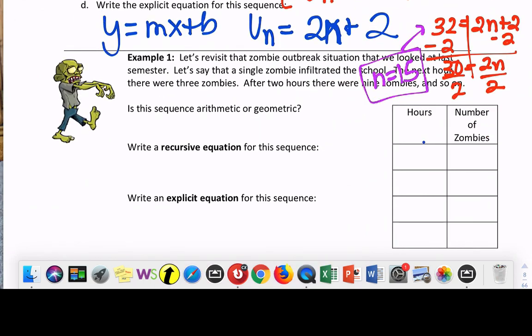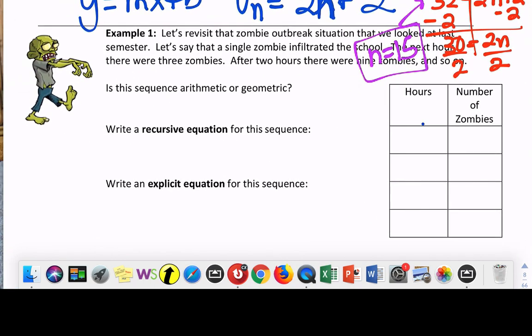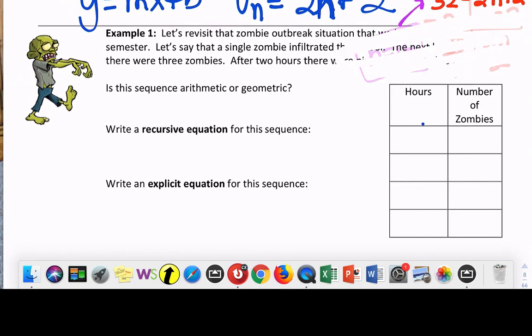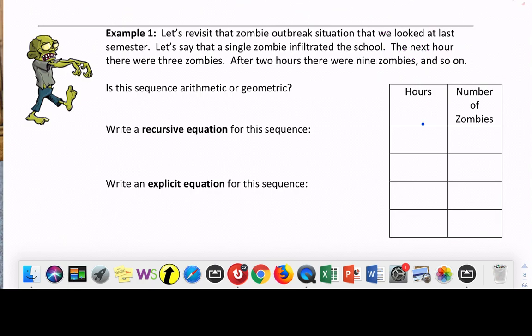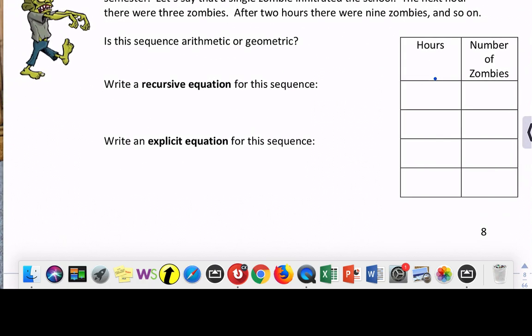All right, let's look at the next problem, the zombie problem, which we've talked about first semester. We've looked at the zombies. Okay, so let's revisit that zombie outbreak situation we looked at last semester. Let's say that a single zombie infiltrated the school. The next hour there were 3 zombies. 2 hours later there were 9, and so on. Is this arithmetic or geometric?